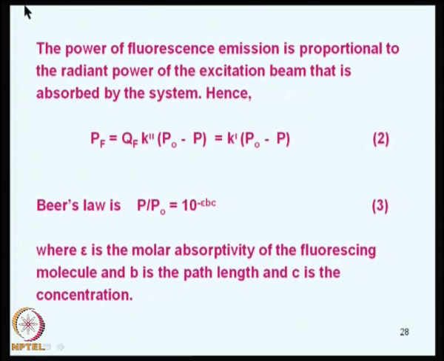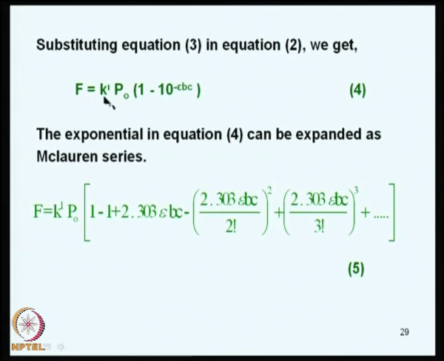But Beer-Lambert's law says P by P naught is equal to 10 to the power of minus epsilon Bc, where epsilon is the molar absorptivity of the fluorescing compound, B is the path length and C is the concentration. So, substituting all this in the equation, we get fluorescence intensity proportional to a constant multiplied by P naught into 1 minus 10 to the power of minus epsilon Bc. The exponential in this equation can be expanded as a Maclaurin series.